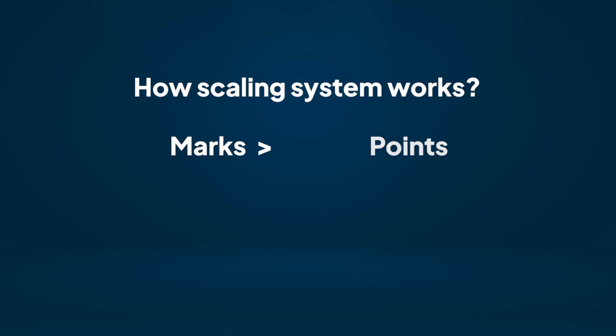See, instead of marks, there could be points. Instead of points, there could be ranks. Instead of ranks, there could be anything else. But the idea behind a scaling system is treating difficulty level properly. Means if something is more difficult, it should be rewarded with higher points. If something is easy, it should be rewarded with fewer points.